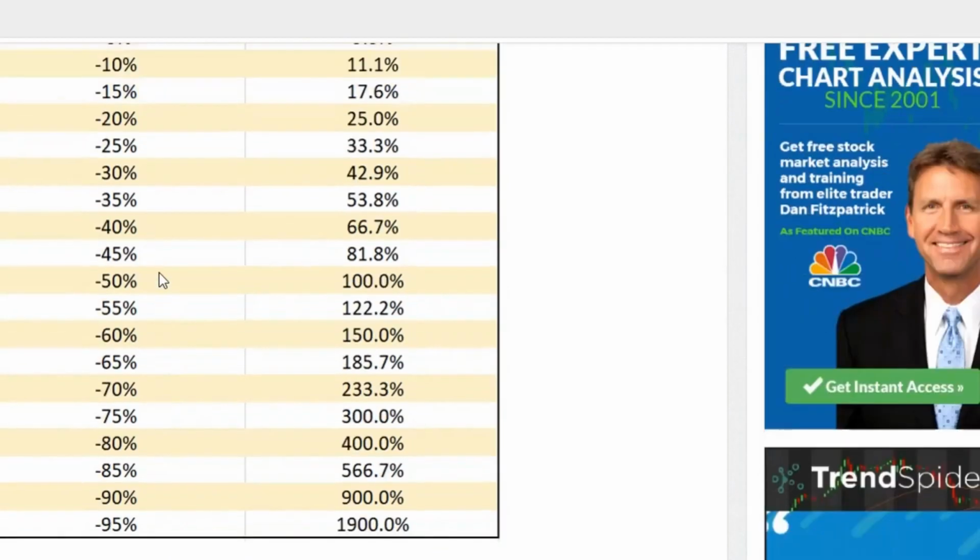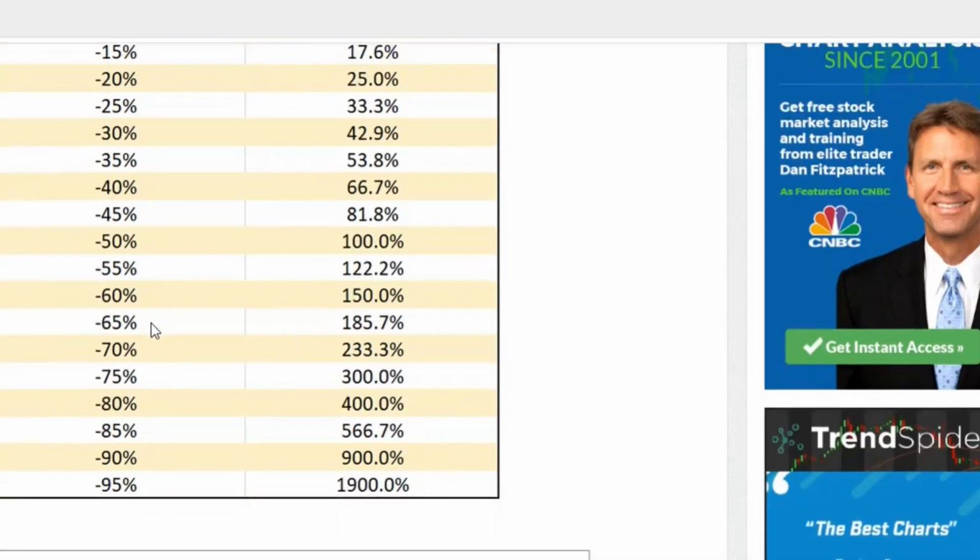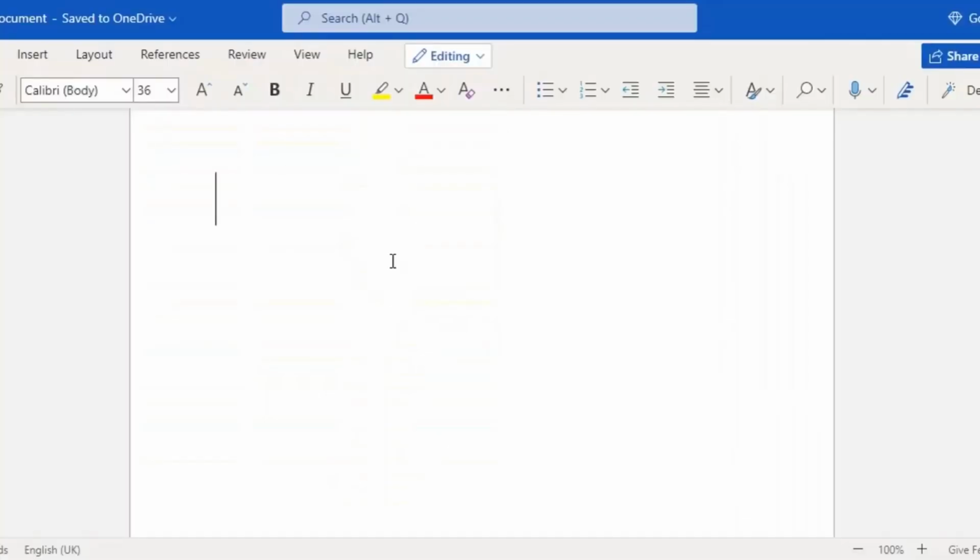So as you go down this chart, this is basically a rabbit hole that keeps on going down, and the higher the drawdown percentage is, the harder it is to come out of that rabbit hole. Because as you can see, on a 90% drawdown, you need to make a 900% return on your capital to get back to even. Let's understand this.